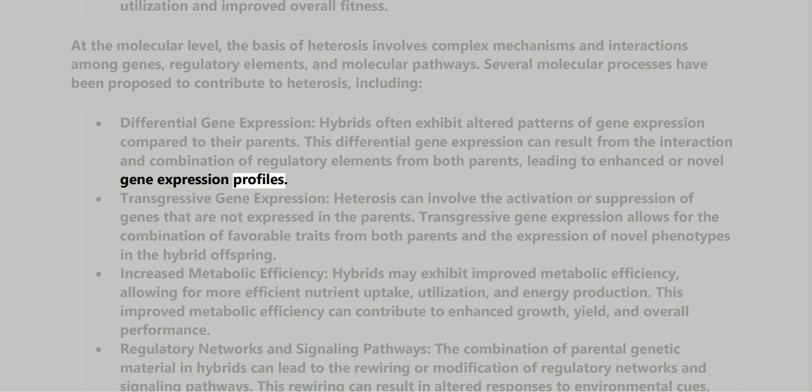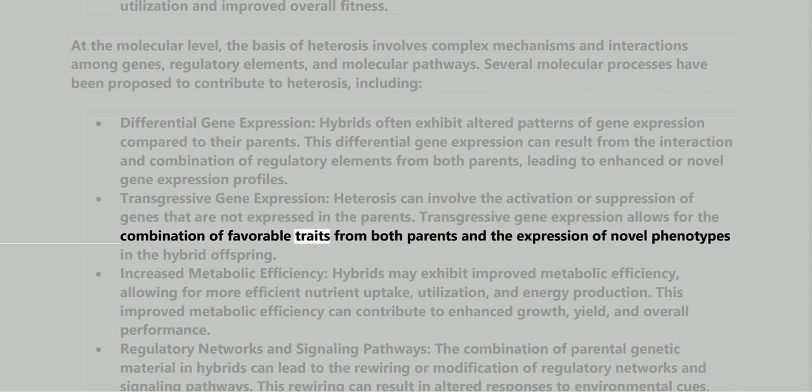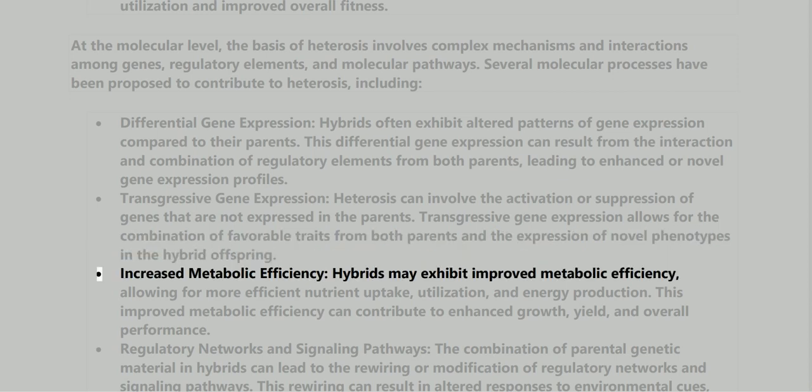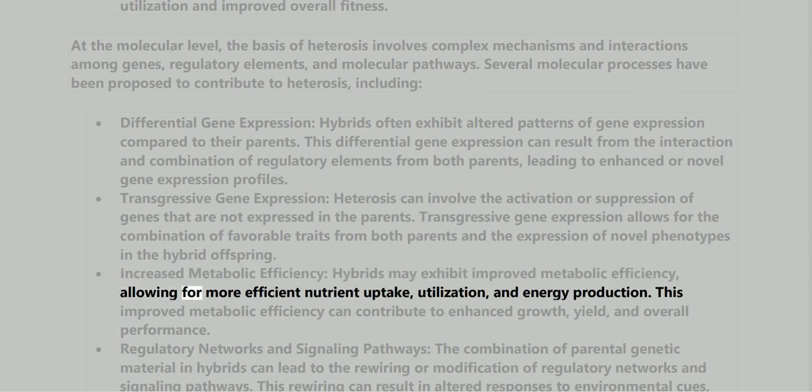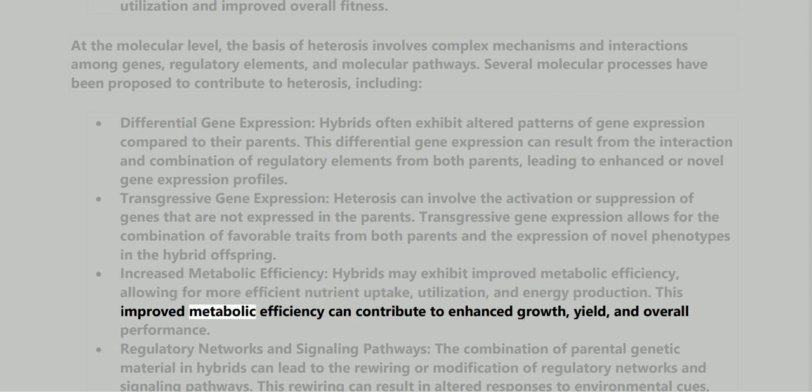Transgressive gene expression. Heterosis can involve the activation or suppression of genes that are not expressed in the parents. Transgressive gene expression allows for the combination of favorable traits from both parents and the expression of novel phenotypes in the hybrid offspring. Increased metabolic efficiency. Hybrids may exhibit improved metabolic efficiency, allowing for more efficient nutrient uptake, utilization, and energy production. This improved metabolic efficiency can contribute to enhanced growth, yield, and overall performance.